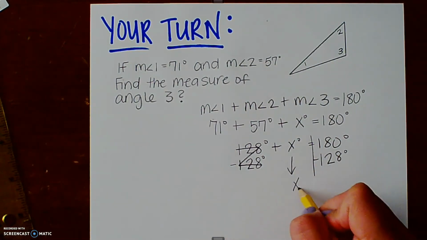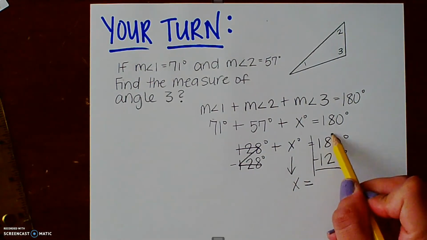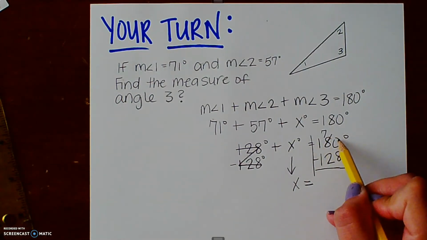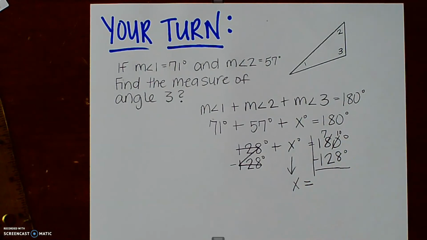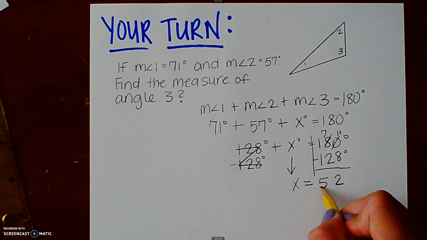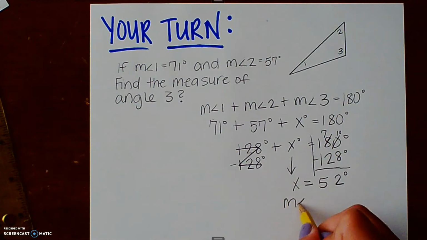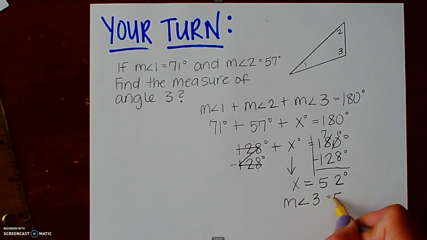We're going to bring our x down. And then we're just going to do the math here. 180 degrees minus 128 degrees. We're going to have to borrow here. This becomes a 7. This becomes a 10. 10 minus 8 is 2. And 7 minus 2 is 5. So x equals 52 degrees, or the measure of angle 3 is 52 degrees.